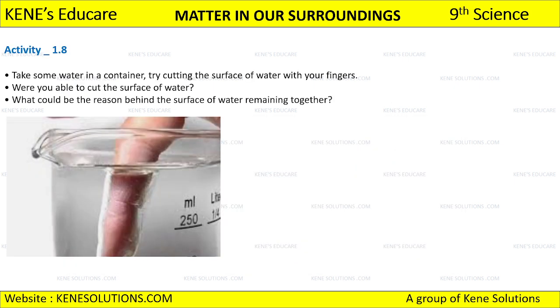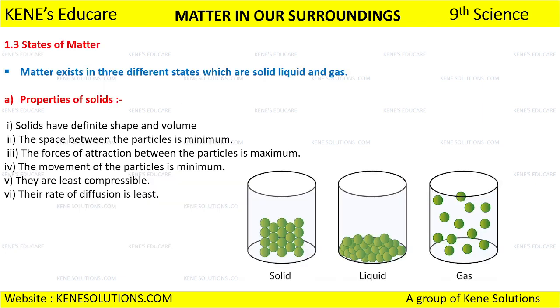After this activity 1.7, we discussed this activity 1.8, right? This was the easiest activity, which you might have performed as well. After this 1.8 activity, we started discussing states of matter, where we know that matter exists in three different states, right? These three states of matter are solid, liquid and gases.